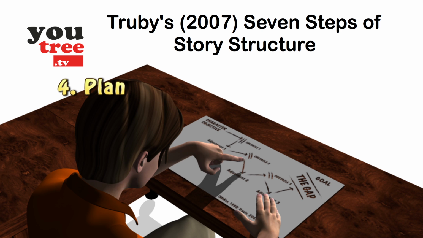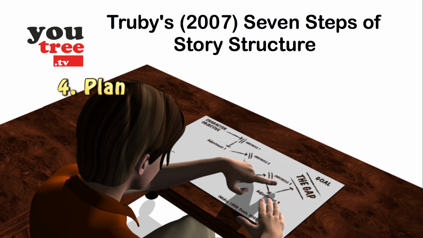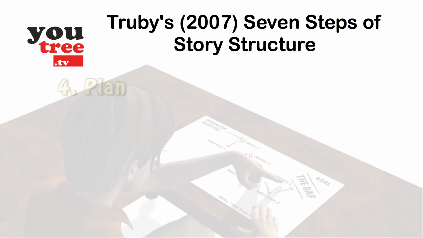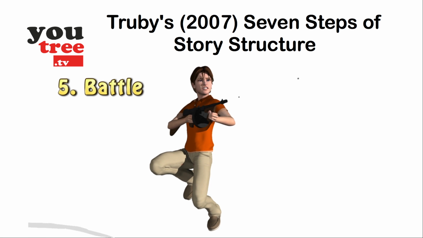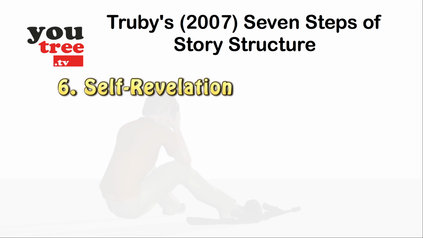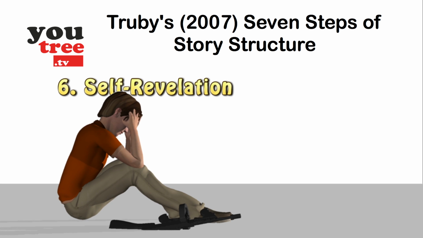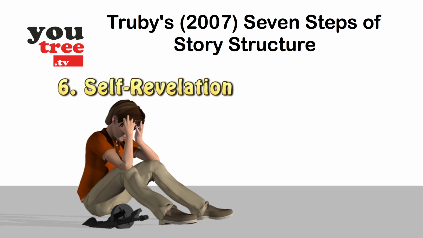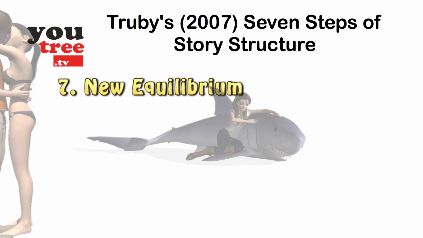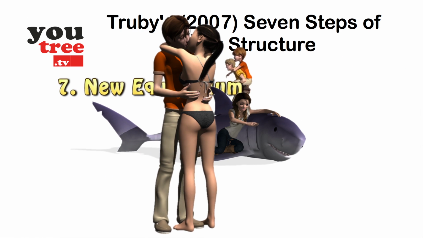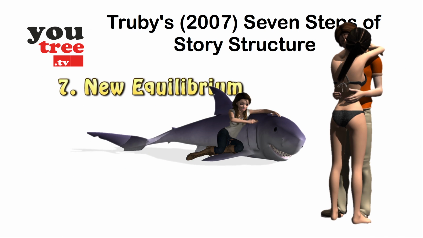4, plan, how the hero will achieve his or her goals. 5, battle, the conflict between the hero and antagonistic elements. 6, self-revelation, the experience of the battle causes the hero to reflect on who they are, what they are doing, and how it impacts on others. 7, new equilibrium, all desires are gone, balance has been achieved, and normality returns.